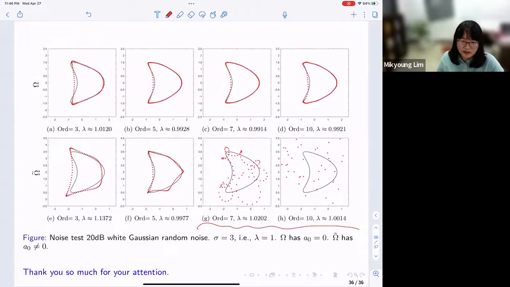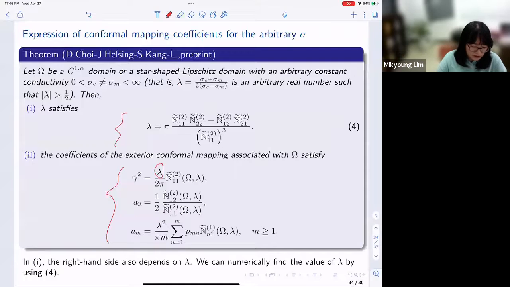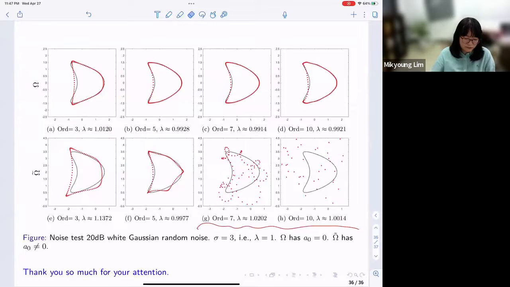Because when we compute the coefficient by using this formula, A0 repeatedly appeared. So when there is a noise in A0, then it induces a difference in a higher order coefficient. So it's more sensitive to the random noise. Okay, thank you so much for your attention.